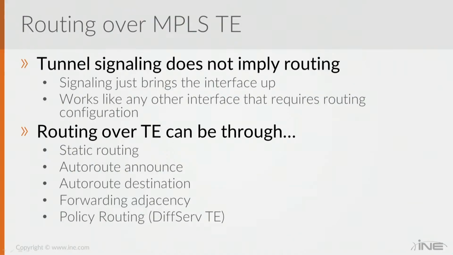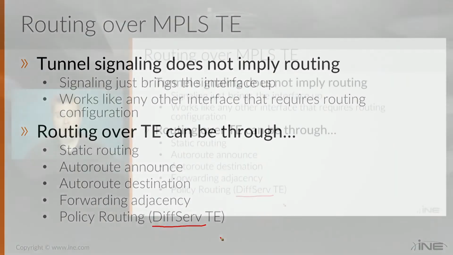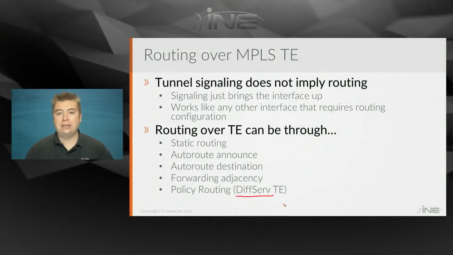Okay, the other option, like I mentioned, is policy routing. Policy routing is going to go along with an implementation that's called DiffServ TE, or Differentiated Services Traffic Engineering, which is basically to take QoS calculation into account when we're making the forwarding decision. Now, DiffServ TE is normally going to be paired with another feature that is called Class-Based Tunnel Selection, or CBTS.